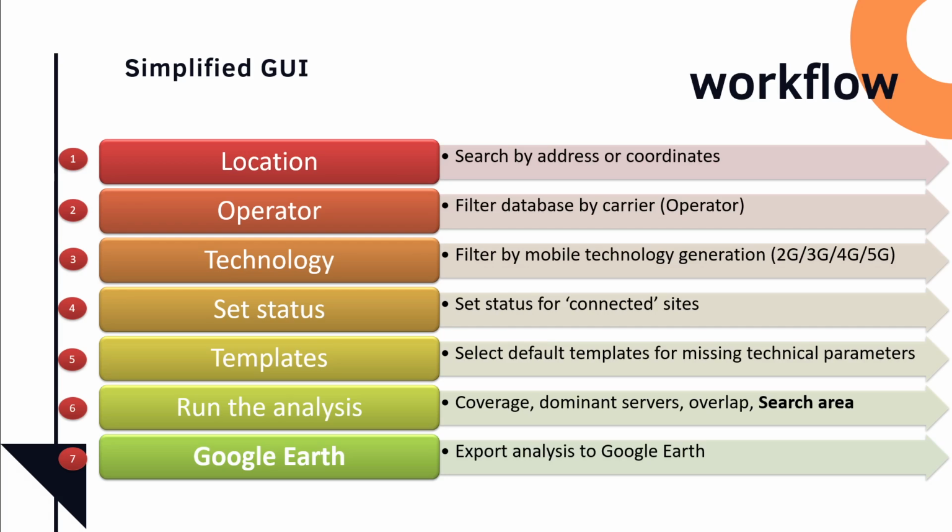Step number 6, we run the analysis. So for analysis, you have buttons that you can choose. You can run analysis for coverage, or for server, which is dominant server, for overlap, or for search area directly. Finally, you can export this to Google Earth and then present the outcome. So this is the workflow for the solution.